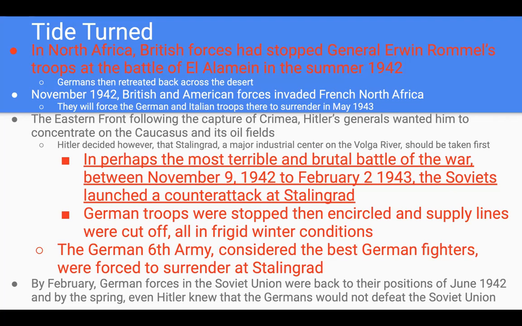They were being besieged, cut off from supplies through a winter. And so Germany was besieging the city, and the Soviet Union had to rally for support. And boy, did they get some support. German troops were stopped and encircled, and supply lines were cut off, all in the frigid winter conditions. The German Sixth Army, considered the best of the German army, was forced to surrender at Stalingrad. Hitler was not happy. By February, German forces in the Soviet Union were back to their positions in June 1942, and by the spring, even Hitler knew that the Germans would not defeat the Soviet Union.